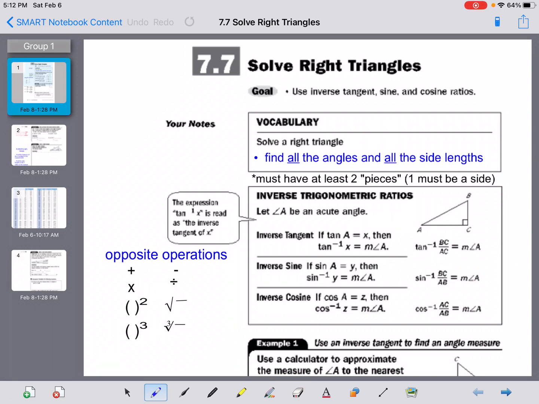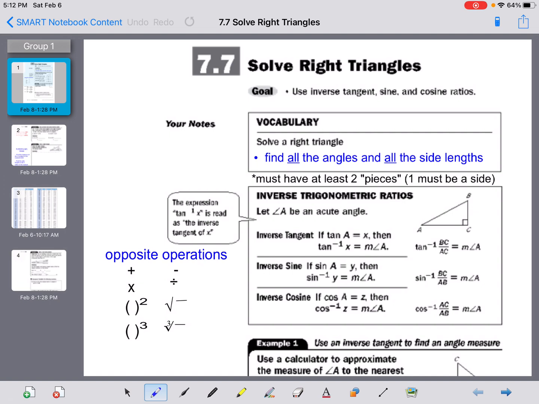Right, notes on 7.7, solving right triangles. We see it in our title, and so right away we define what it means to solve a triangle. Solving a right triangle means to find all the angles and all the side lengths. So how many answers is that? 6. 3 angle measurements and 3 side lengths.